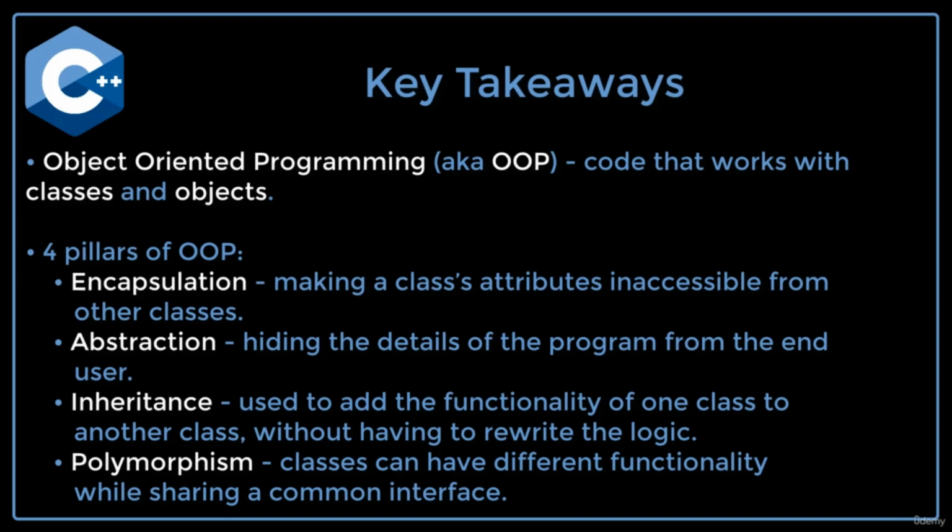Encapsulation means making a class's attributes inaccessible from other classes. Abstraction, put simply, is hiding the details of the program from the end user. Inheritance is used to add the functionality of one class to another class, without having to rewrite the logic. Polymorphism means that classes can have different functionality, while sharing a common interface.